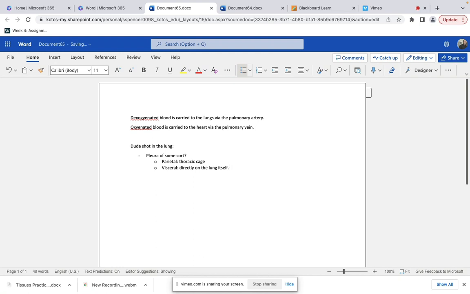Okay. So if a dude is shot, stabbed, whatever it may be, and I'm asking you, what does it come in contact with first? Some type of pleura, right? I would have to specify and say that it was primarily the rib cage. That would be parietal pleura. Or I'd have to further differentiate the pleura that's directly on the lung. Either way, I want you to think visceral pleura.